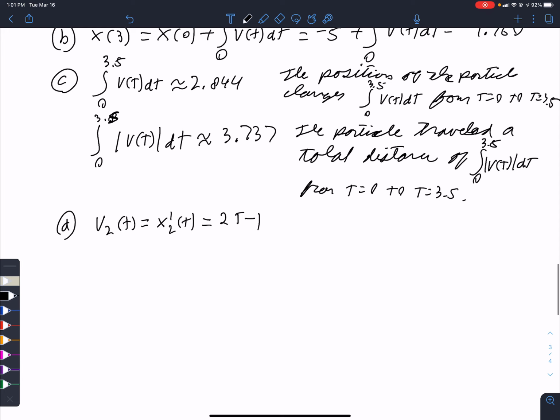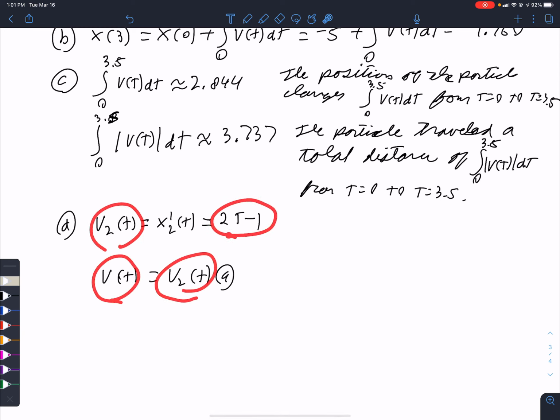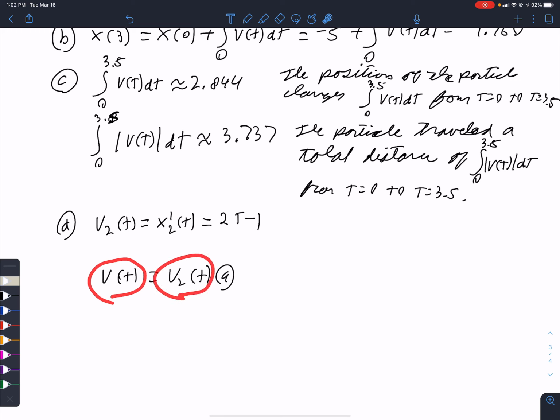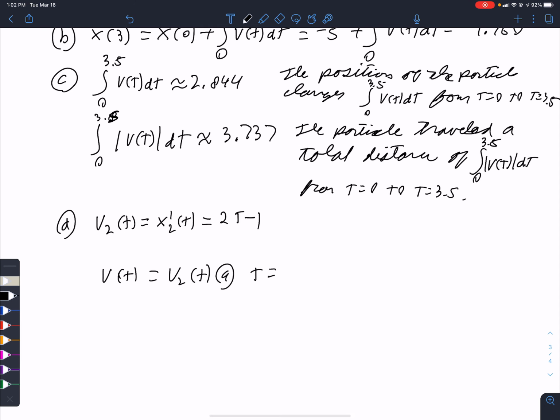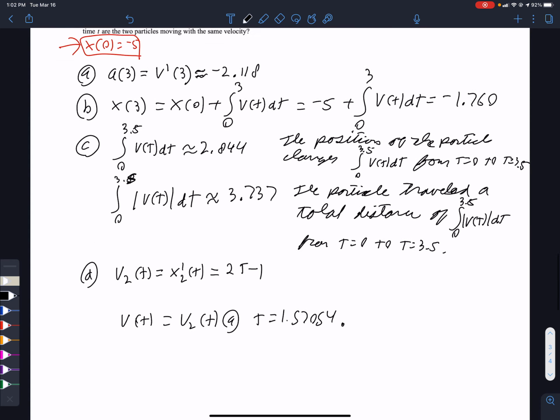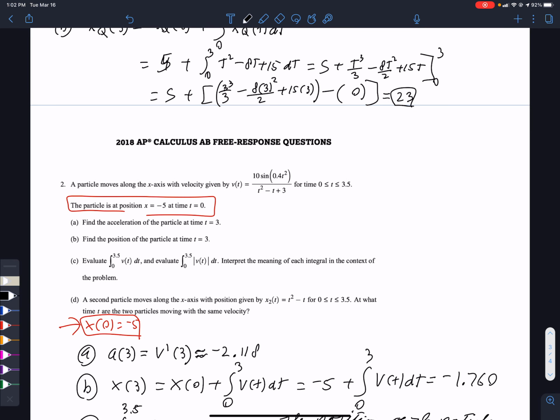So now I would say v of t equals v2 of t at. Now on your calculator, you would graph both your original velocity and the v2 that you just found. So you put this in as y2. This is already y1. This is y2. And you want to know when they're equal, so you find their intersection. If you find their intersection, that's your answer. At t equal 1.57054. And that was very quick and easy. And that is position, velocity, and acceleration.